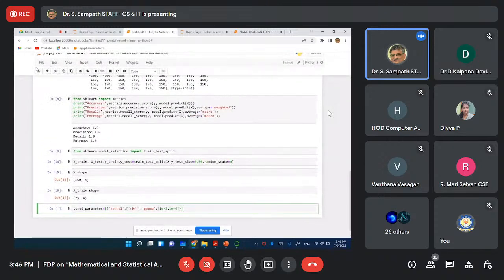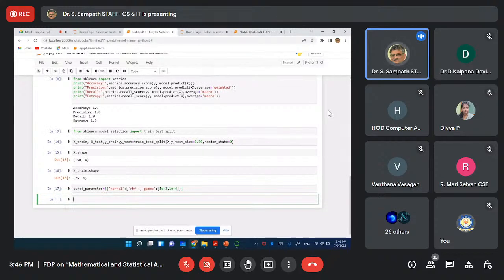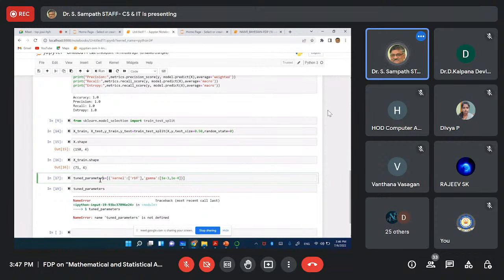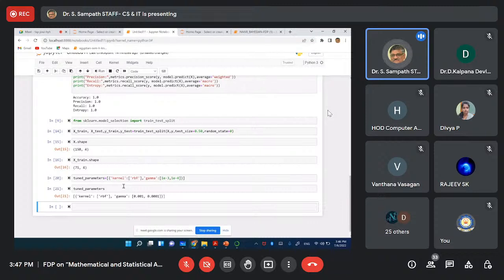Let me check whether the parameters are properly tuned. Yeah, I think it has come out. Let me check whether it is waiting for something else. Tune the parameters. Here I missed something. Okay, fine. So I am just checking what happens when we have two values for gamma. Understood?